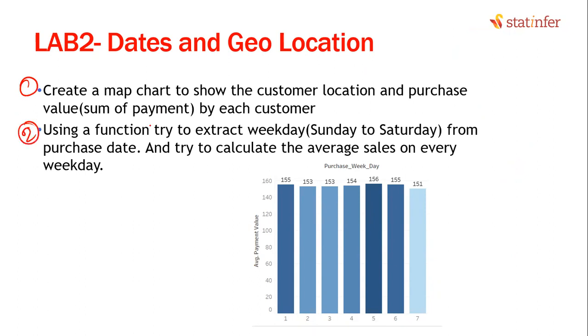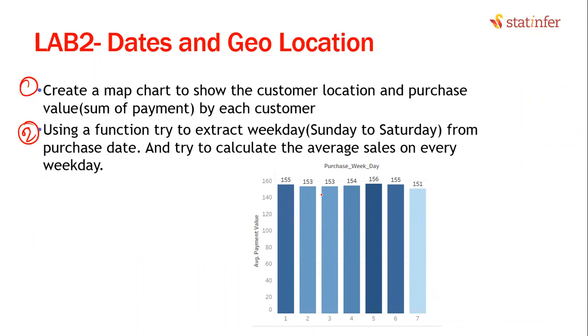Question number two is to use a function. Try to extract the weekday, Sunday, Saturday, Monday. Let's say if it is 25th November 2022, what day is it? Maybe is it a Sunday or a Monday or Tuesday? So you have 7 days, right? 1, 2, 3, 4, 5, 6, 7. And then what is the average sales on every day?